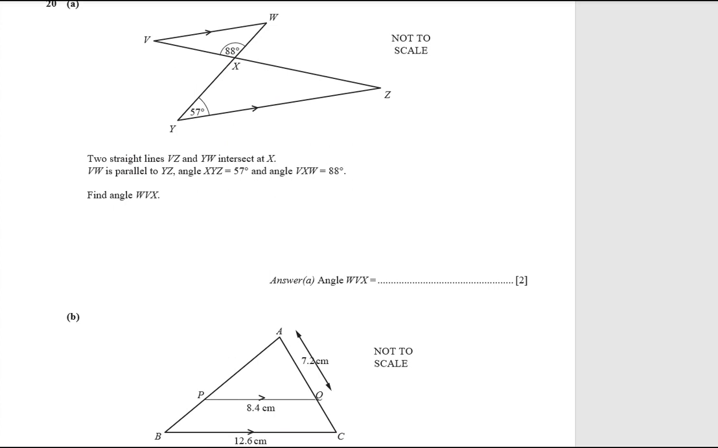Now, this is a diagram. And of course, you will ask about the angle. This is geometry again. Two straight lines, VZ and YW, intersect at X. VW is parallel to YZ. The angle XYZ is 57. And the angle VXW, this angle VXW, is equal to 88.